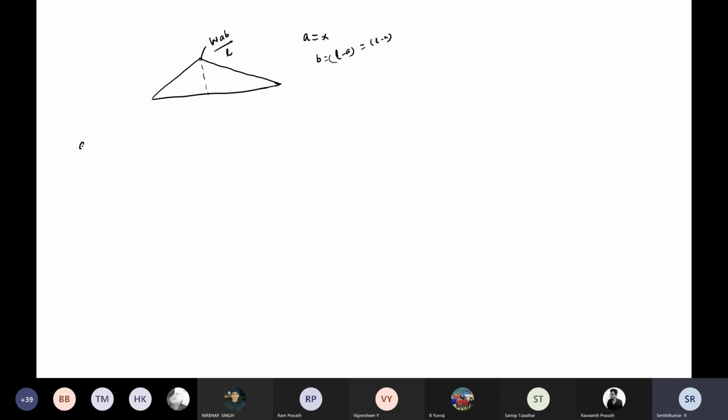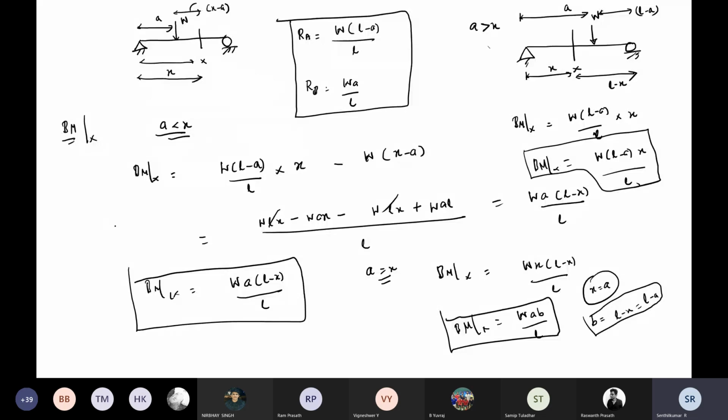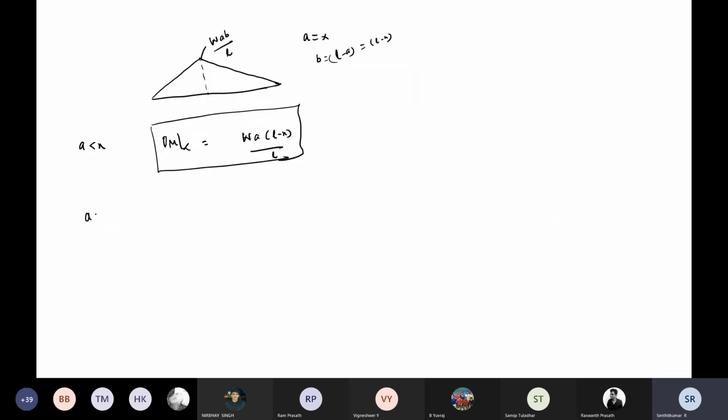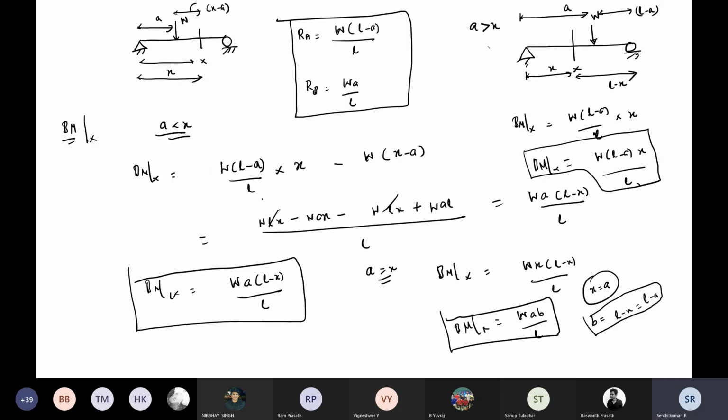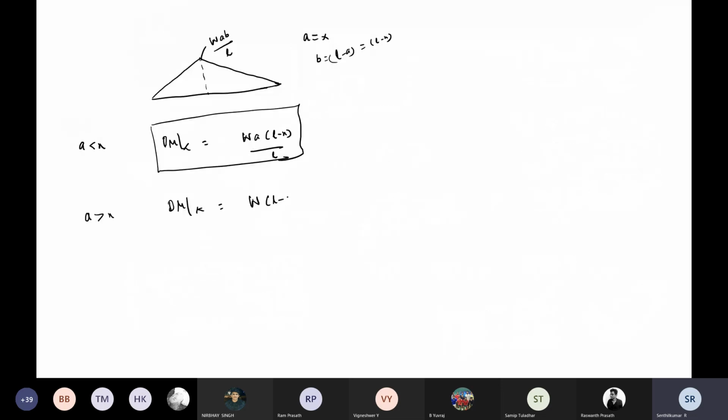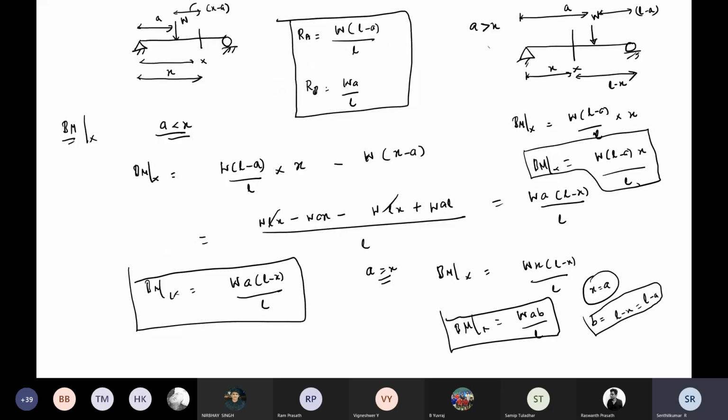For example, when a is less than x, your bending moment at x will be equal to W a (L minus x) by L. Then when a is more than x, bending moment at x equals W (L minus a) x by L. So this is the value you can find out easily. It's a general one, and like that we have to find out.